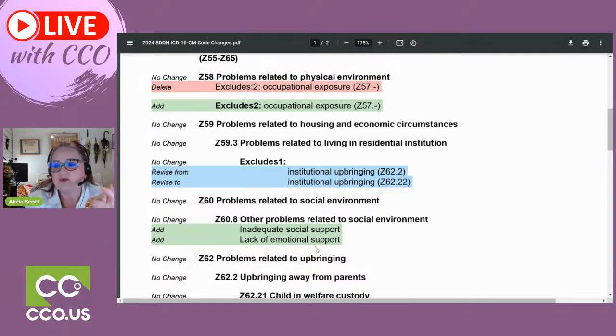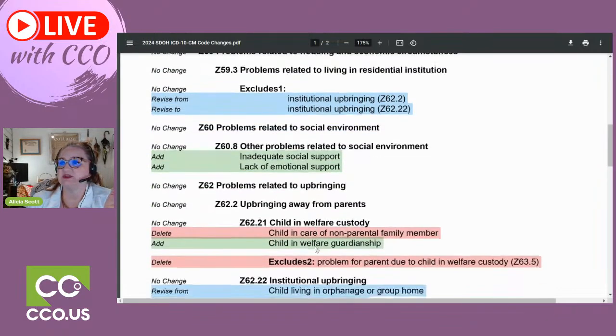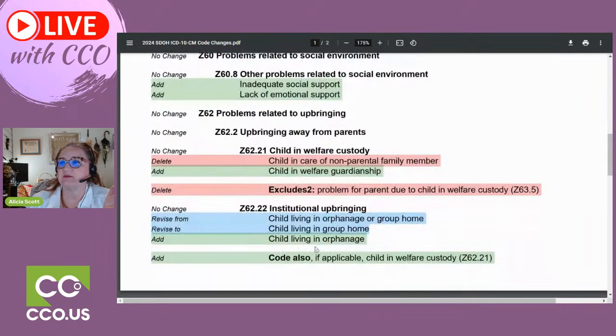Now we move on to our Z62 codes. Let's bring those up to the top. Problems related to upbringing. Now, again, we can probably always laugh that back in the day, back in the 80s and the 90s, if you went to see a psychiatrist or therapy, it was always your mother's fault, right? Everything's your parents' fault. But that's not exactly what this is saying.